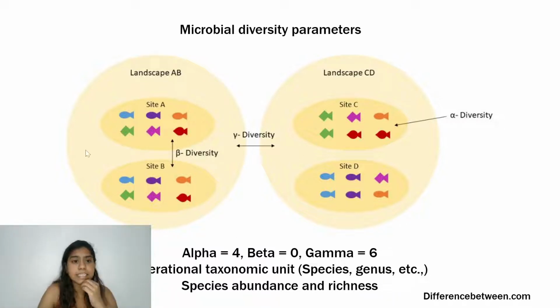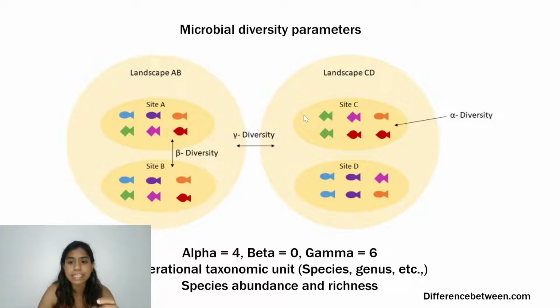So let's say there's a landscape AB and a landscape CD. In landscape AB, there's site A and site B. In the same way, in landscape CD, there's site C and site D. Now the comparison can be done across different levels. Let's say we are looking at one site itself, site C alone. Here, whatever is the diversity of microbes is called the alpha diversity.